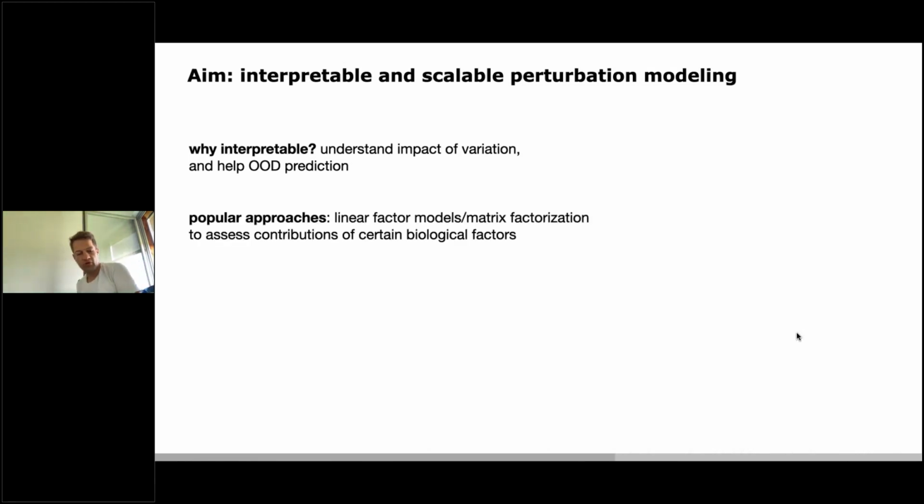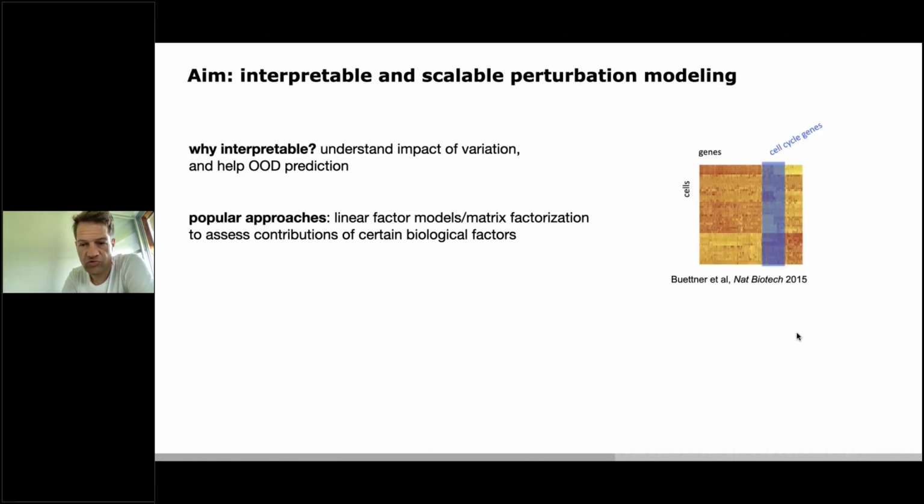There's been a bunch of popular approaches to do so. I think one of the most popular ones for sure would be just doing linear models, matrix factorization, linear factors, and so on. If you do that, then you can interpret what's going on. So it's a useful approach, and it can assess the contributions of particular biological factors. But of course, you would assume that at each point in that cell type space or that manifold, the perturbation effect would be the same, which is a strong simplification, which is just not true, right?